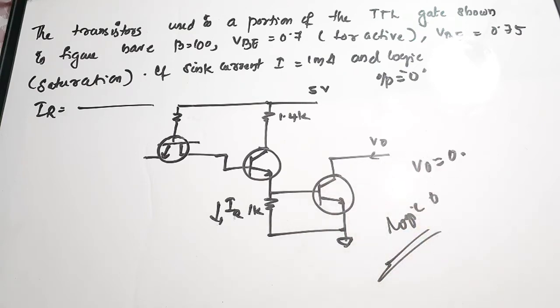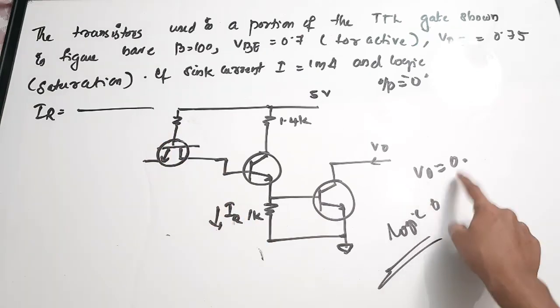So the collector voltage is 0 or it is minimum. When the collector voltage is minimum, it means the transistor is in saturation region. When the transistor is in cutoff region, the collector voltage will be maximum. That is the case, right? You have to take that V out is equal to 0.